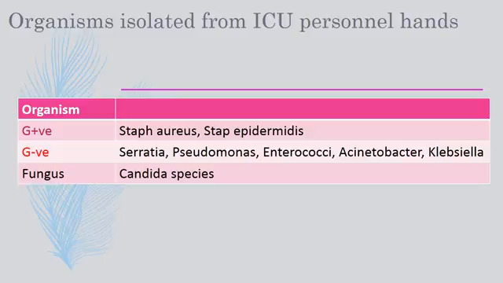Just to remind you, these are the common organisms isolated from the hands of ICU personnel. Either Staphylococcus, which is the gram-positive, the gram-negative are the Serratia, Pseudomonas, Enterococci, Acinetobacter, and Klebsiella. And Candida is a very common fungus isolated from the hands.